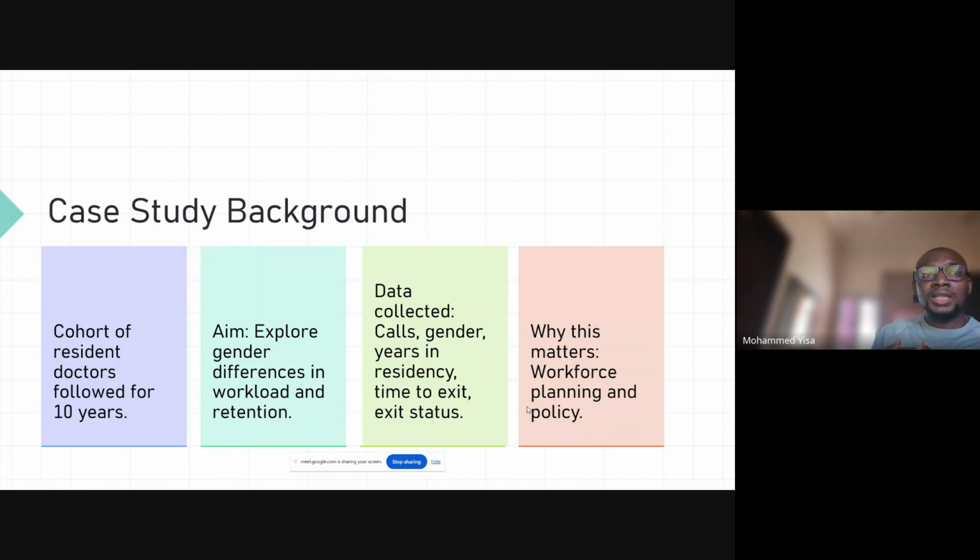So the data set that we're using today is a cohort of resident doctors who were followed up for 10 years. And from this data set, we want to identify gender differences in workload and retention. So some of the data collected in the data set include the number of calls, the gender, how long they have spent in residency, at what point they exited residency, and whether or not they are still in medical practice.